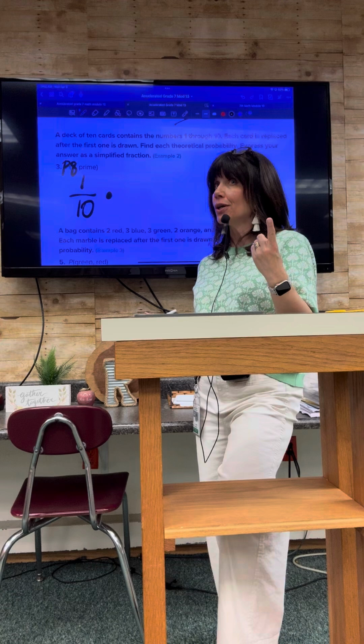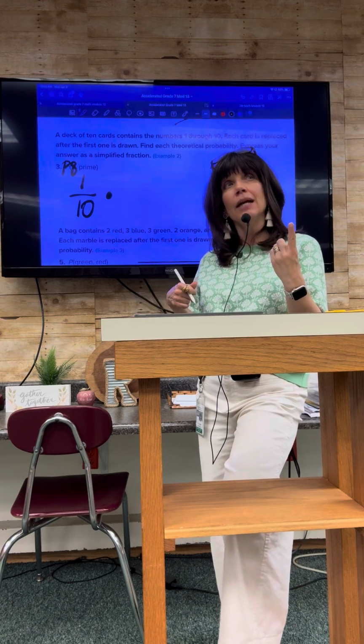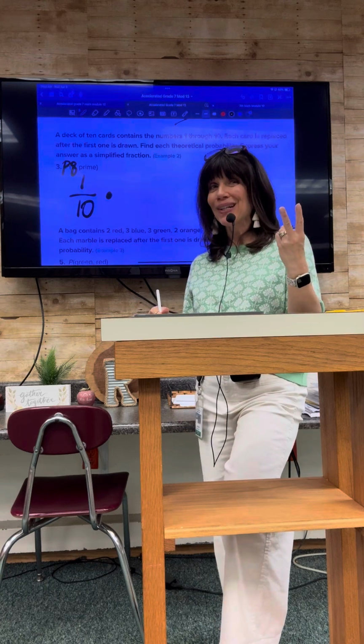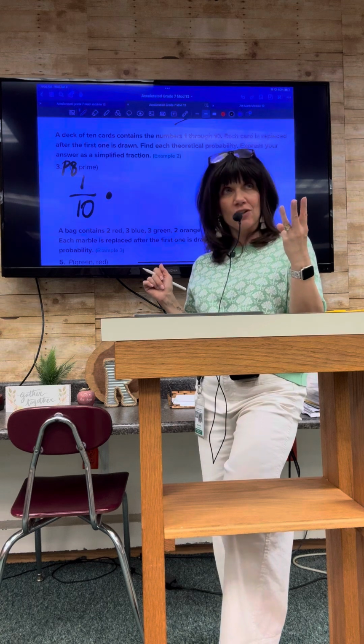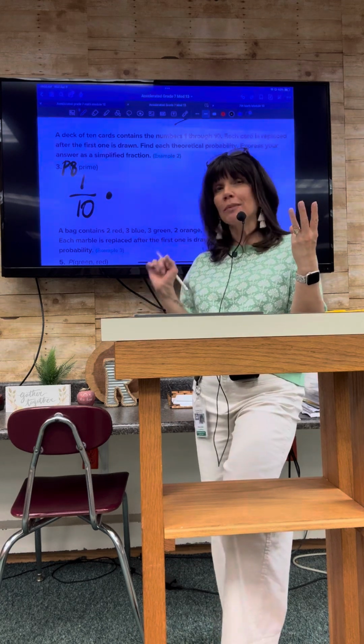Is 3 a prime number? Does it only have factors 1 times 3? Yes. Then it's a prime number. Count that. Is 4 a prime number? No, because of 2 times 2. Is 5 a prime number? Yes, because only 1 times 5. Is 6 a prime number? No, because of 2 times 3.